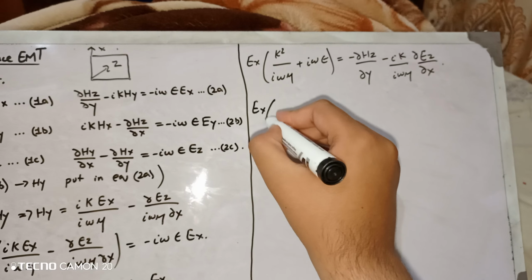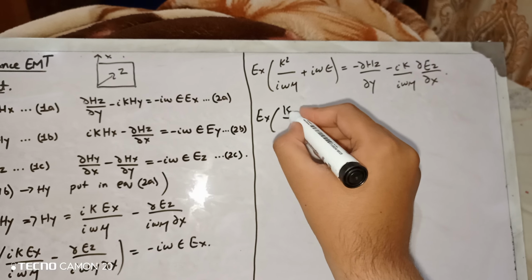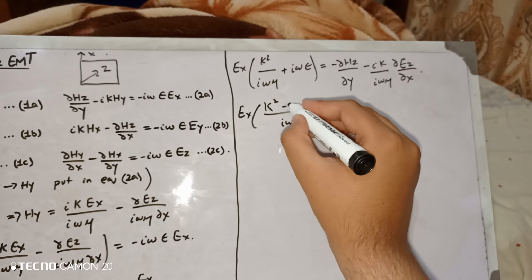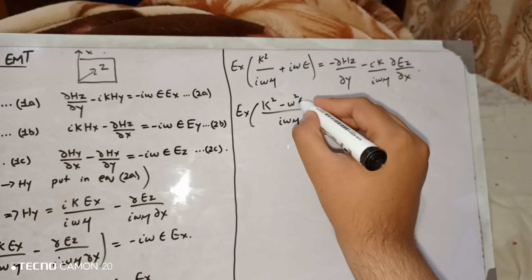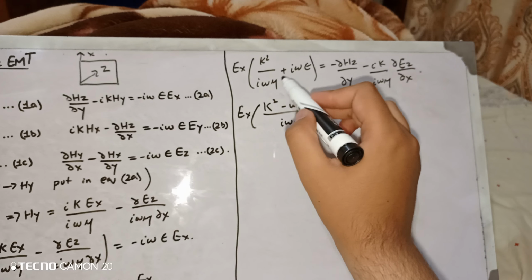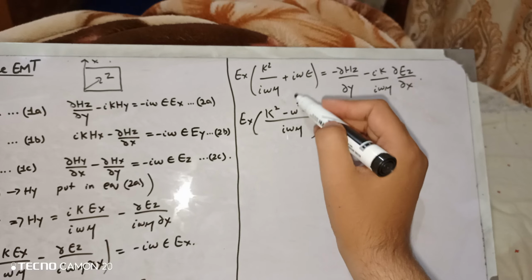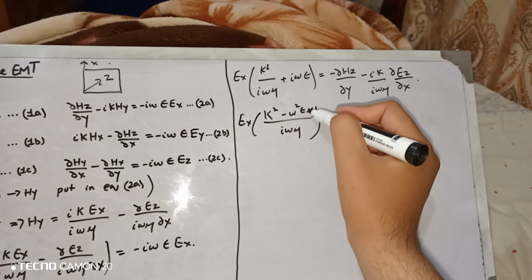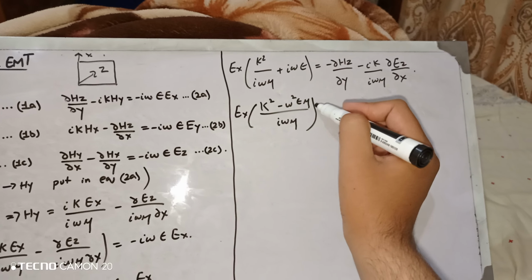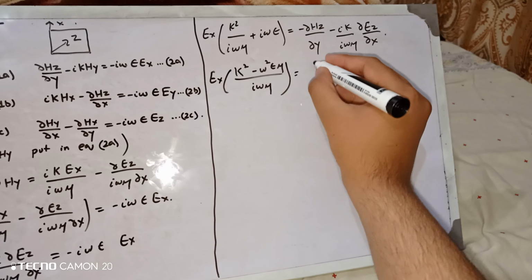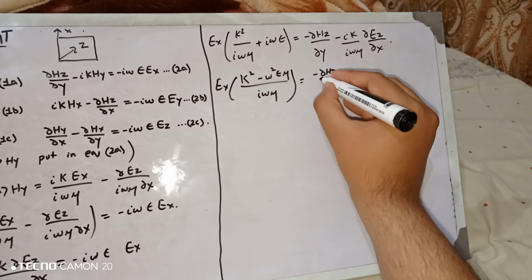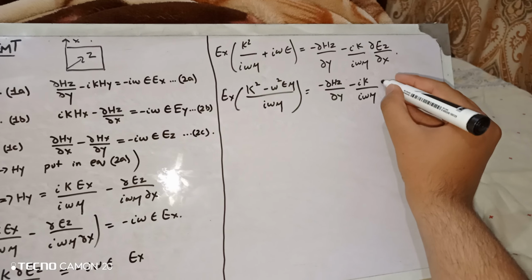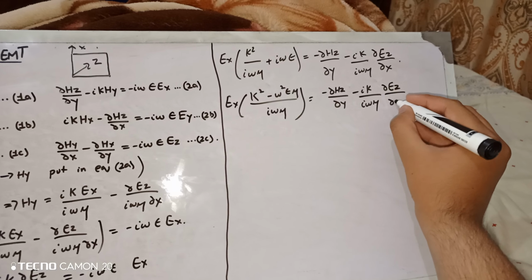So after taking LCM it becomes iota omega mu k square minus omega square epsilon mu, because when taking LCM, iota square becomes minus 1, and omega multiplied by omega becomes omega square, and epsilon is already there, and when taking LCM, mu also comes here. It becomes equals to, as it is, minus partial Hz by partial y minus iota k divided by iota omega mu partial Ez divided by partial x.